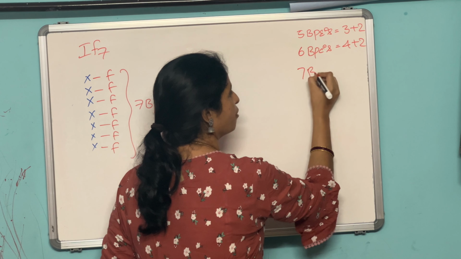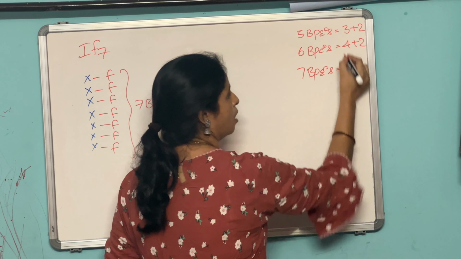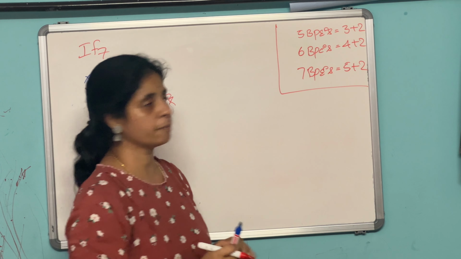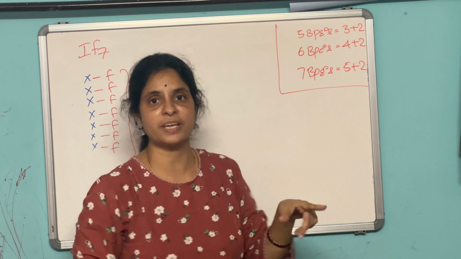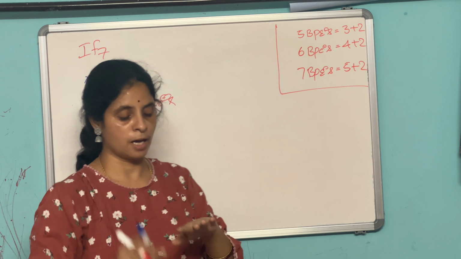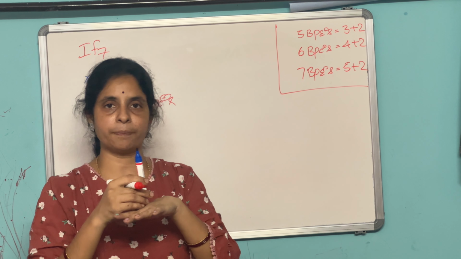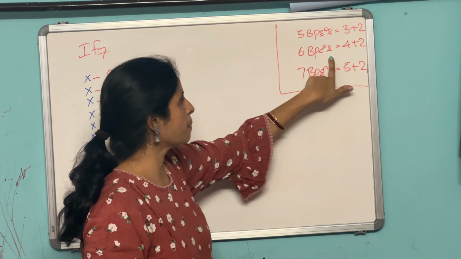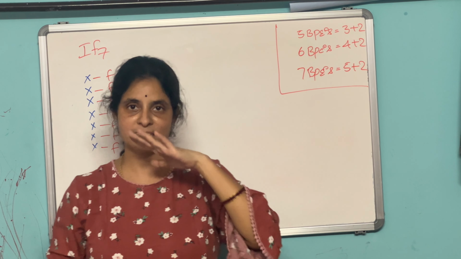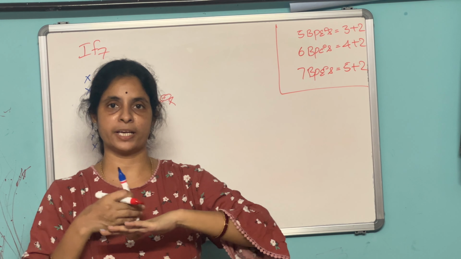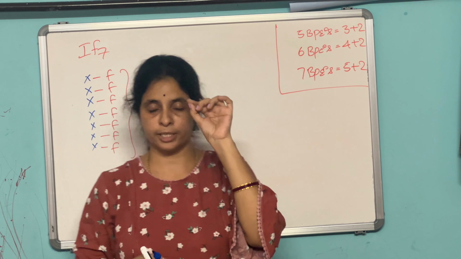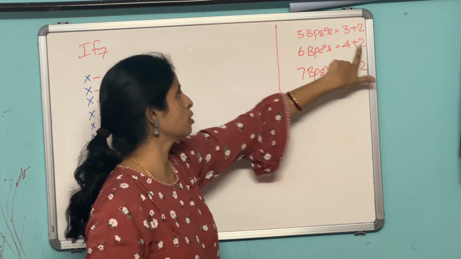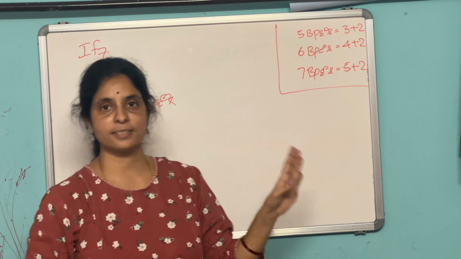And 7 bond pairs of electrons, it is 5 plus 2. This is the super trick. If you remember like this, here it is 5 plus 2. 5 means pentagon, pentagonal bipyramidal. On the pentagon, one atom above the plane of the pentagon and another atom below the plane. So 5 plus 2. If 6 bond pairs of electrons, 4 plus 2. 4 means a square, so 4 atoms occupy, including the central atom, and 1 atom above the plane, 1 atom below the plane. 5 means 3 plus 2. Clear? This is the super trick.